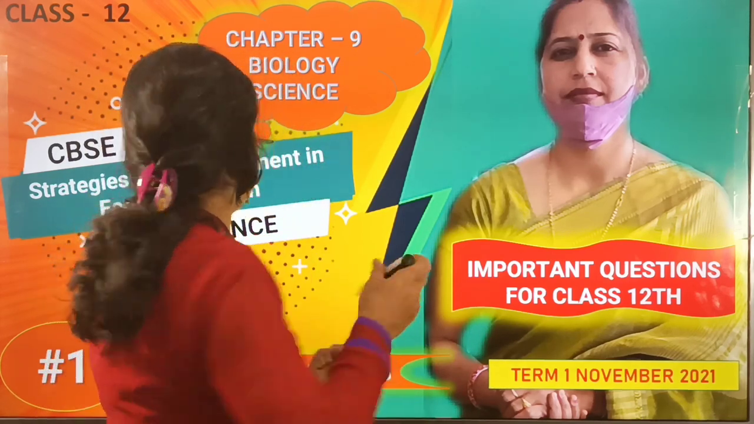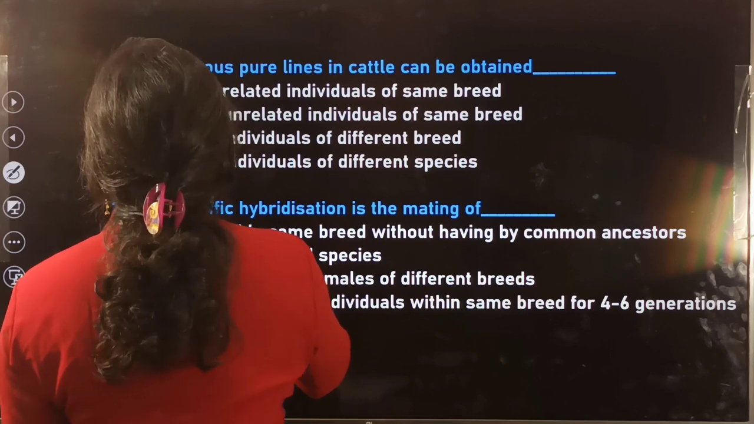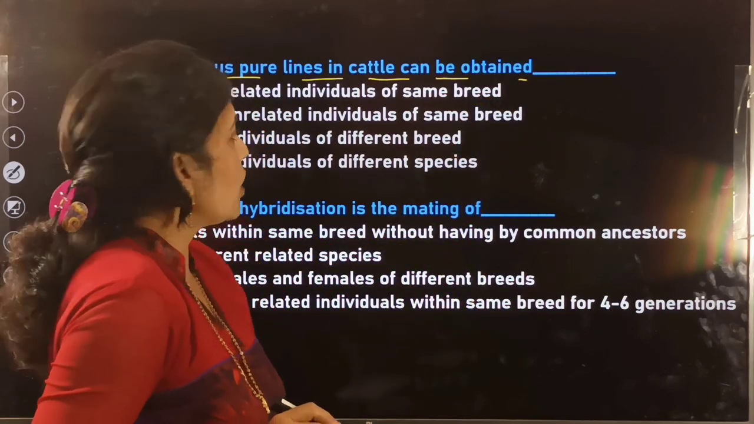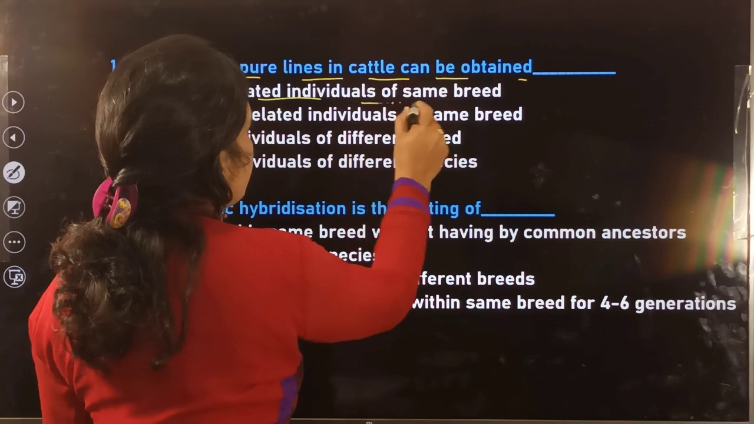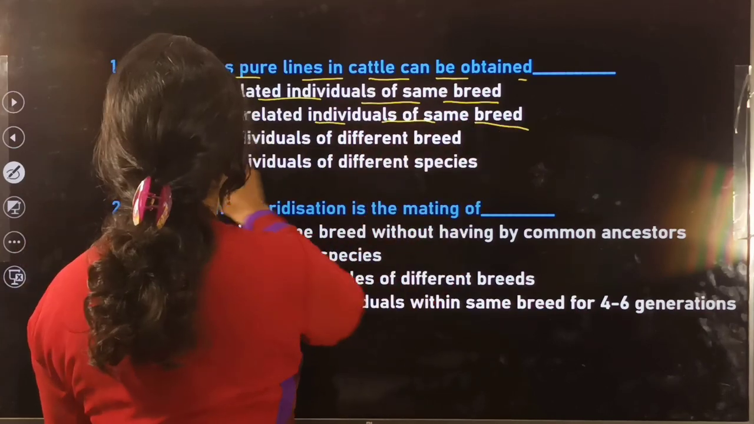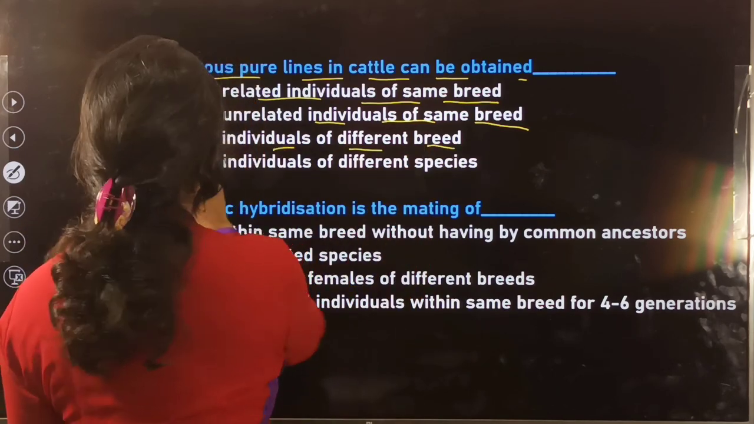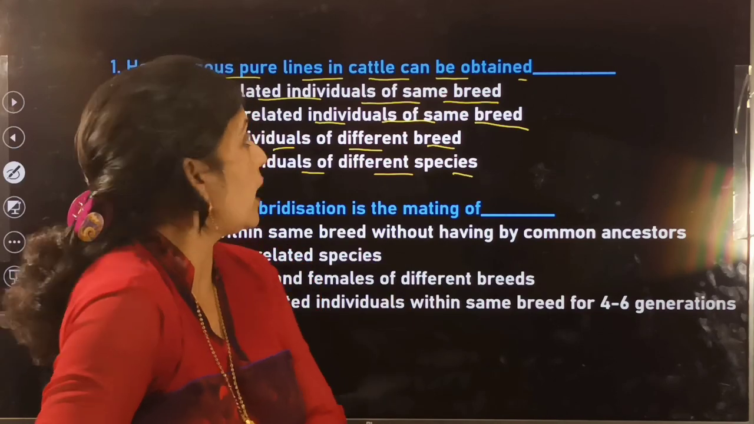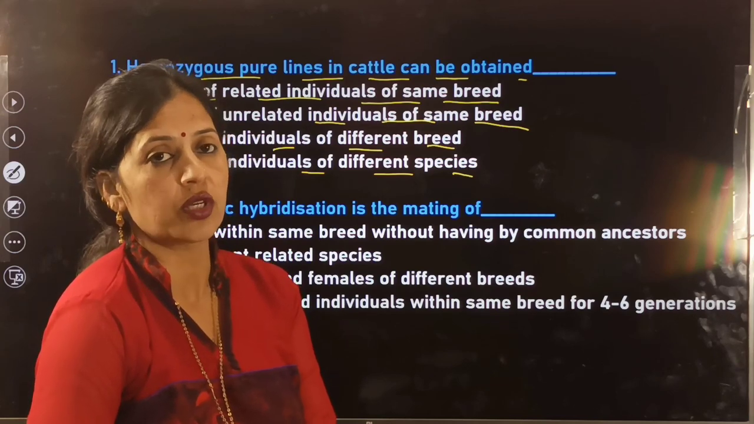Our first question: homozygous pure lines in cattle can be obtained by, and your options are: A, mating of related individuals of the same breed; B, mating of unrelated individuals of the same breed; C, mating of individuals of different breeds; and the last option, mating of individuals of different species. So out of the 4 options, you have to choose the correct option.